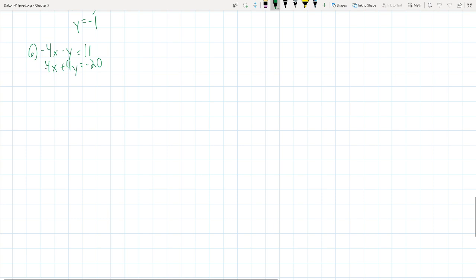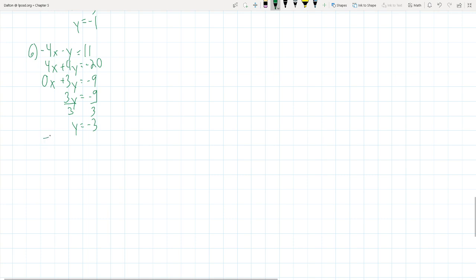Alright, hopefully you got it. If not, we'll go ahead and run through this. So, what's being canceled out? The x's are being canceled because I have a negative 4 and positive 4. I'm going to add these together, so I get 0x. Negative 1 plus 4 is positive 3y. 11 plus negative 20 equals negative 9. 3y equals negative 9. Divide everything by 3. I get y equals negative 3.